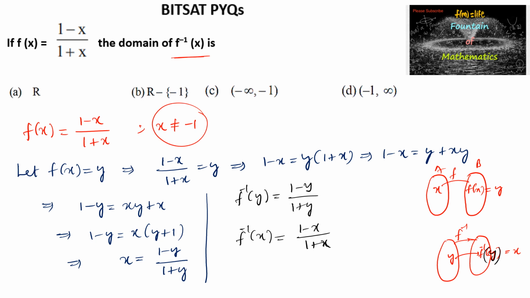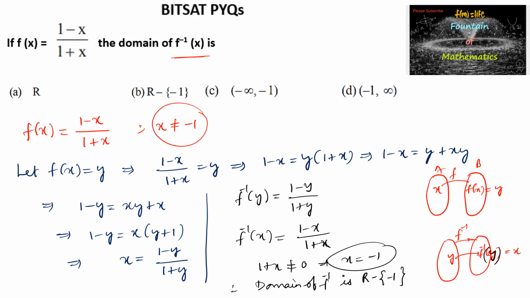So here the denominator 1 plus x cannot be equal to 0, that is x is not equal to minus 1. Therefore the domain of the inverse function f inverse is given by R minus {minus 1}. So we can go with option B.